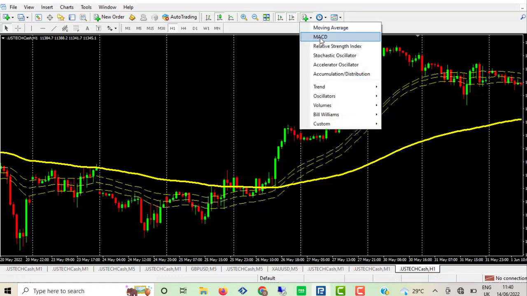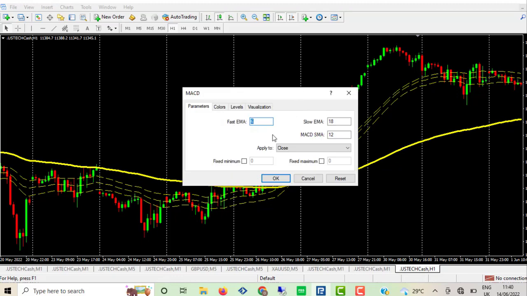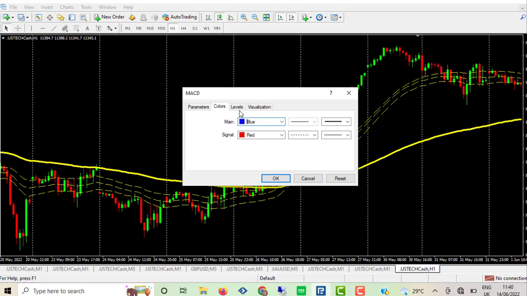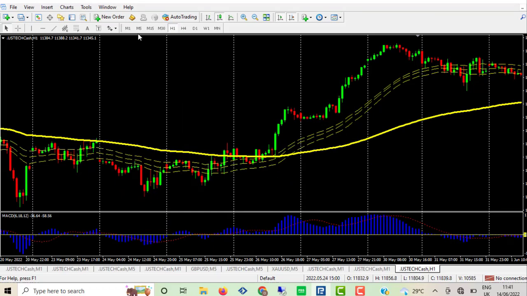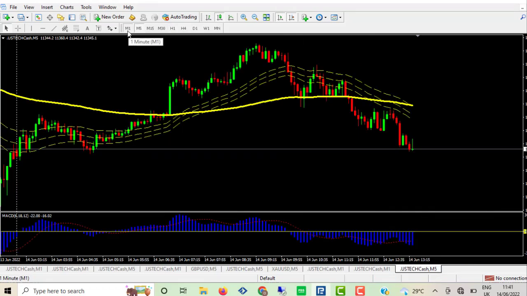Now let me add the MACD. For the MACD I change the values. The fast EMA is 6, the slow EMA is 18, and the MACD SMA is 12. Apply to close, just click OK. You can change the color if you want, and make sure you add a level so that you'll be able to see when the MACD crosses from positive to negative side, and click OK. And here it is. I use this particular strategy on the 5 and 1 minute time frames.